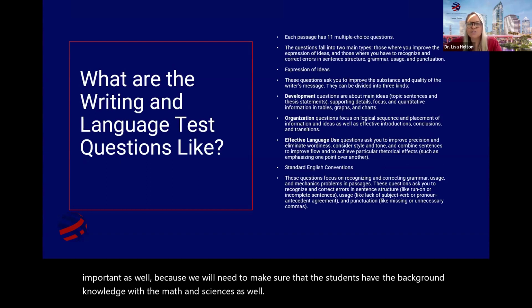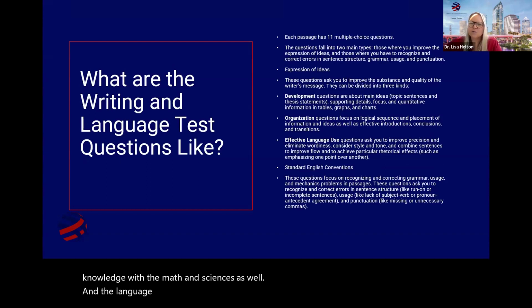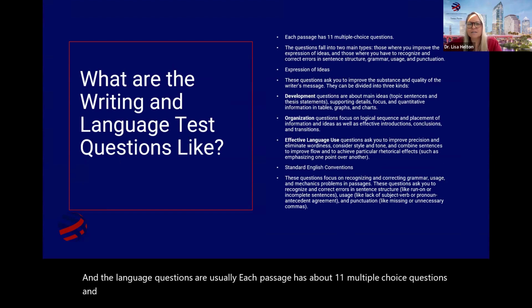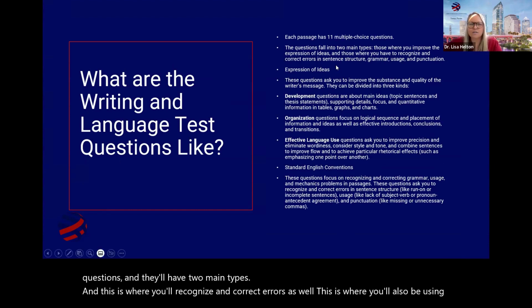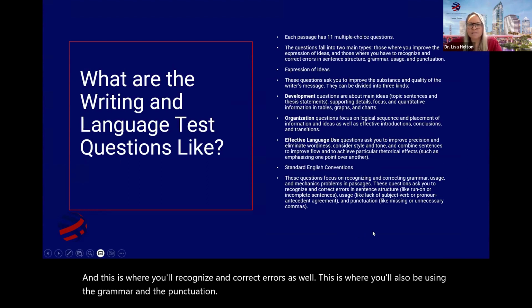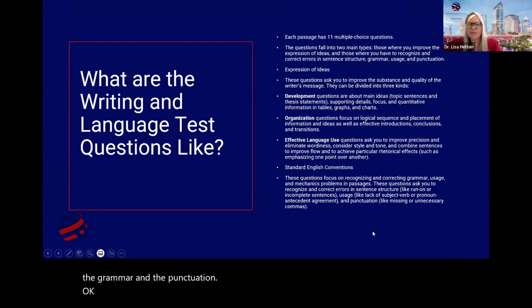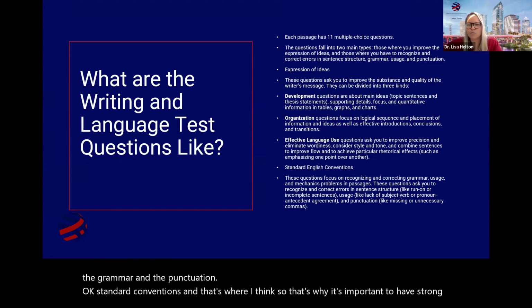Each passage has about 11 multiple choice questions, and they have two main types. This is where you'll recognize and correct errors as well. This is where you'll also be using grammar and punctuation, standard conventions and that sort of thing. That's why it's important to have strong English language learning along the way.